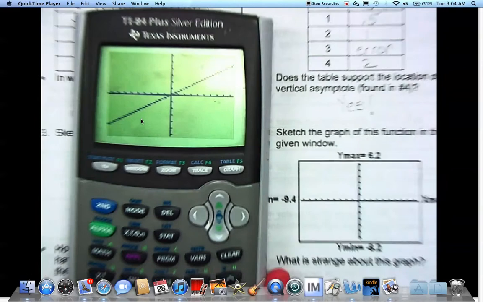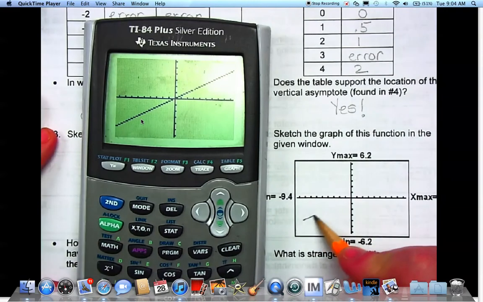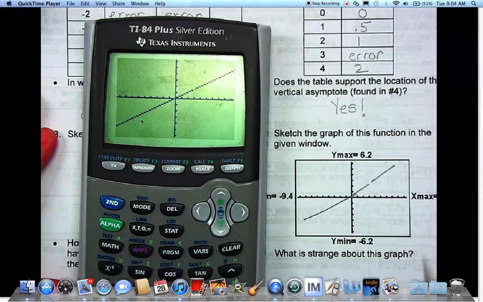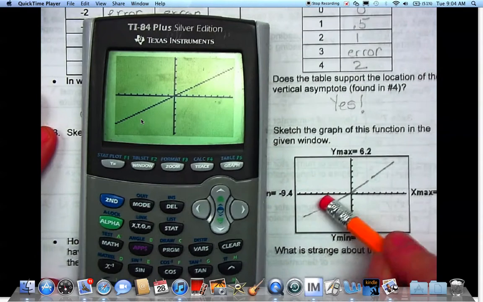Okay. Let's sketch it. Spooky. Show a little break there at 3. Spooky like a mystery movie. It is. It's like a mystery. But mine looks like a curve.